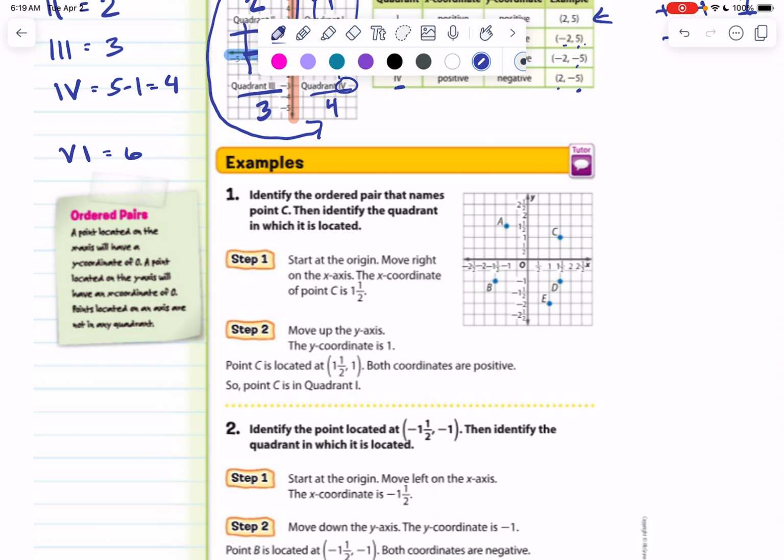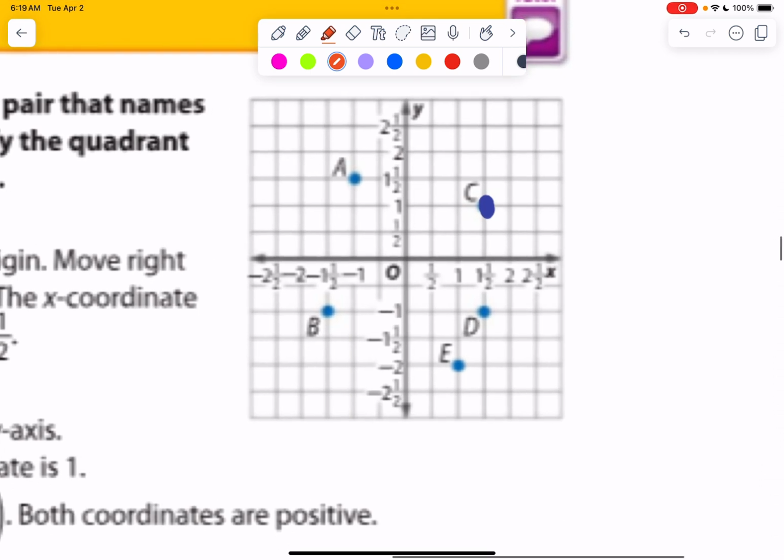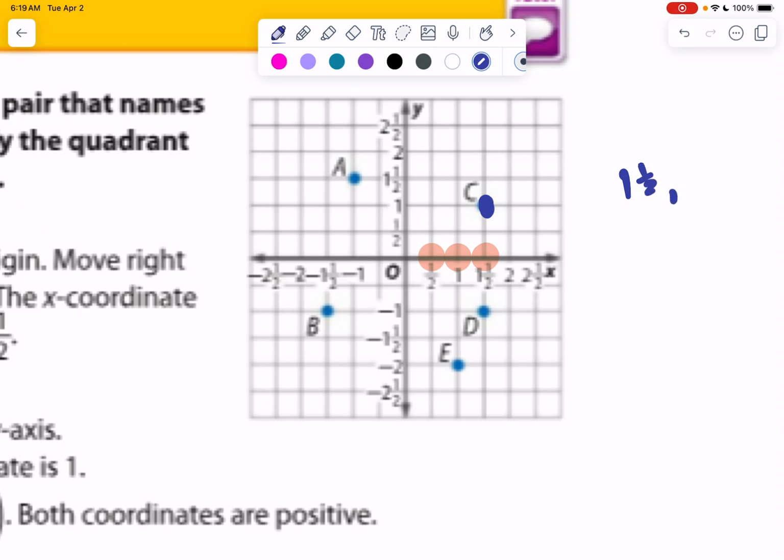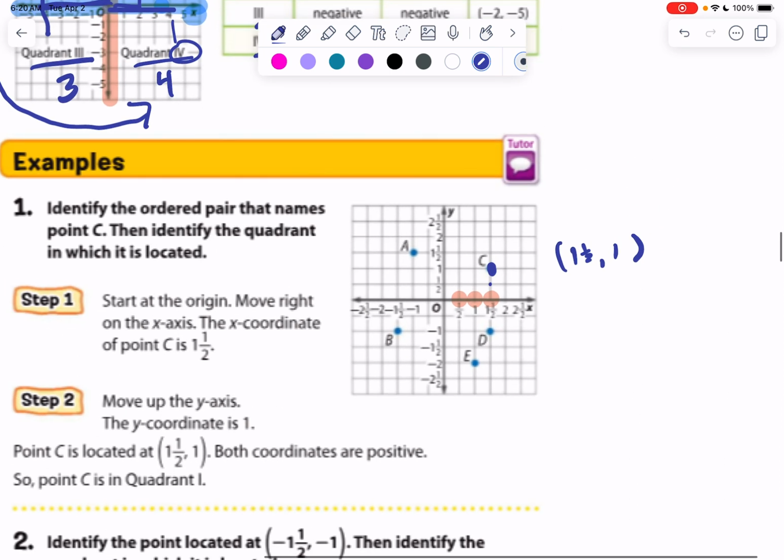Identify the ordered pair that names point C. So here's point C. X first, right? So, let's make this big here. It's important to notice how it's labeled, 1/2, 1, 1.5, okay? So we're going to have a different pair. So we have 1/2, 1, 1.5 for the x-axis. So that'd be 1.5, comma, and then how far up? 1/2, 1, 1. Okay, simple enough.